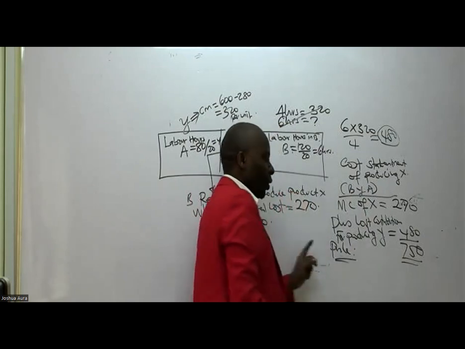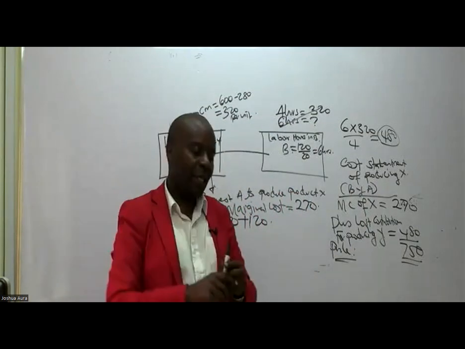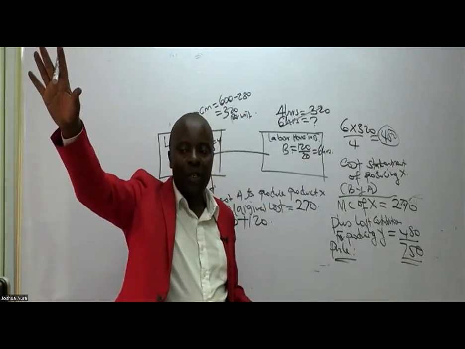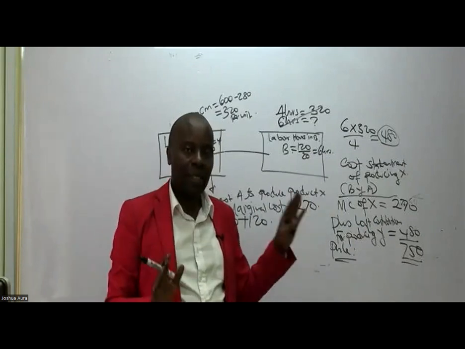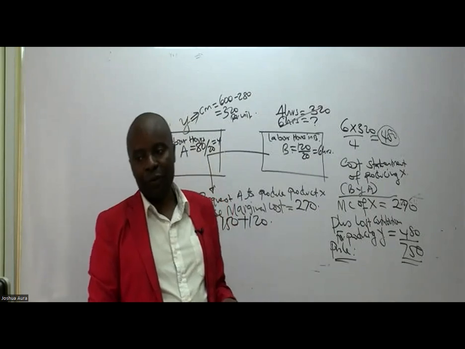This becomes what we call the minimum price. If there is a market price somewhere, I'll be saying the minimum is 750 vis-a-vis the maximum, which is the market price. So I don't know whether this has made some little meaning. Or do you have questions?